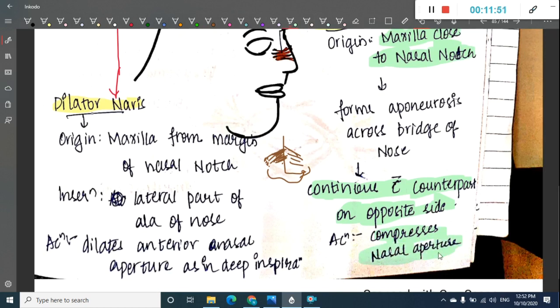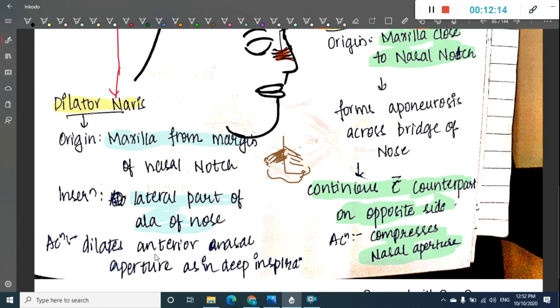Then we have one more, which is called dilator naris. What does this dilator naris do? It also originates from the margin of the maxilla near the nasal notch, and it inserts into the lateral part of the ala of the nose, like this. So that is the dilator naris.